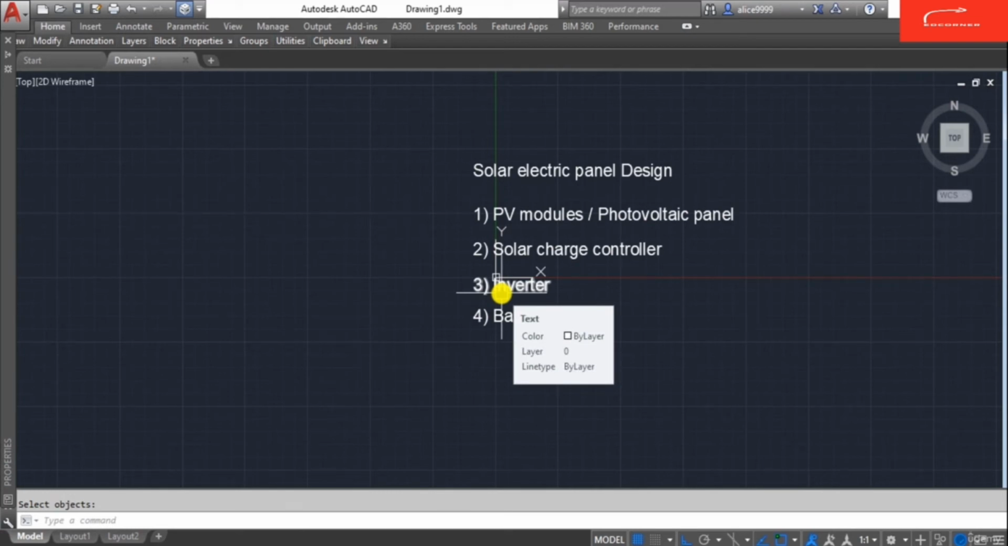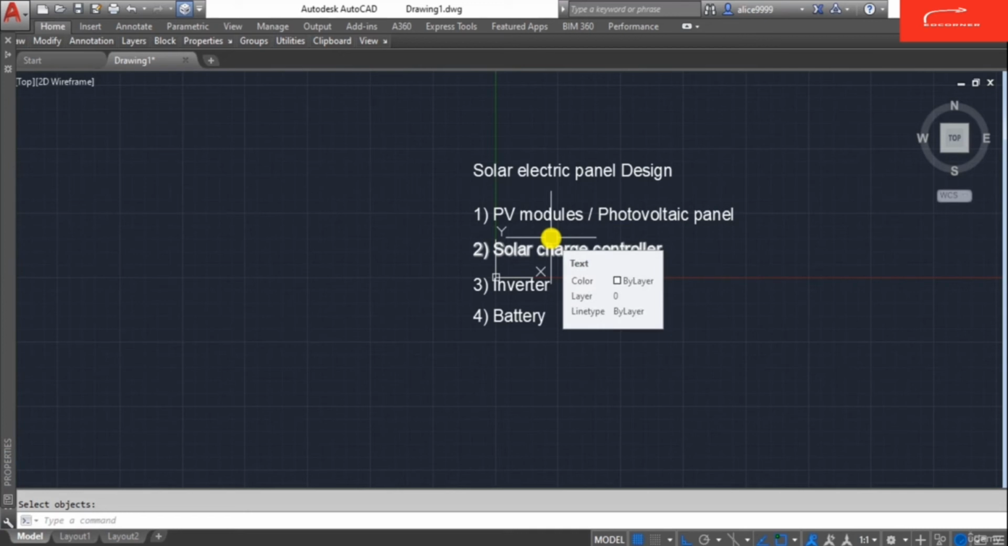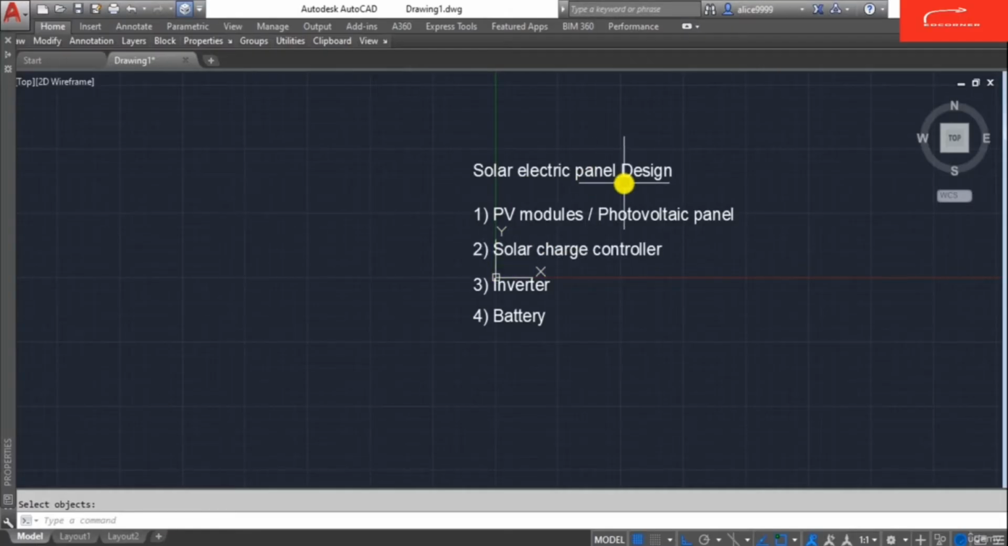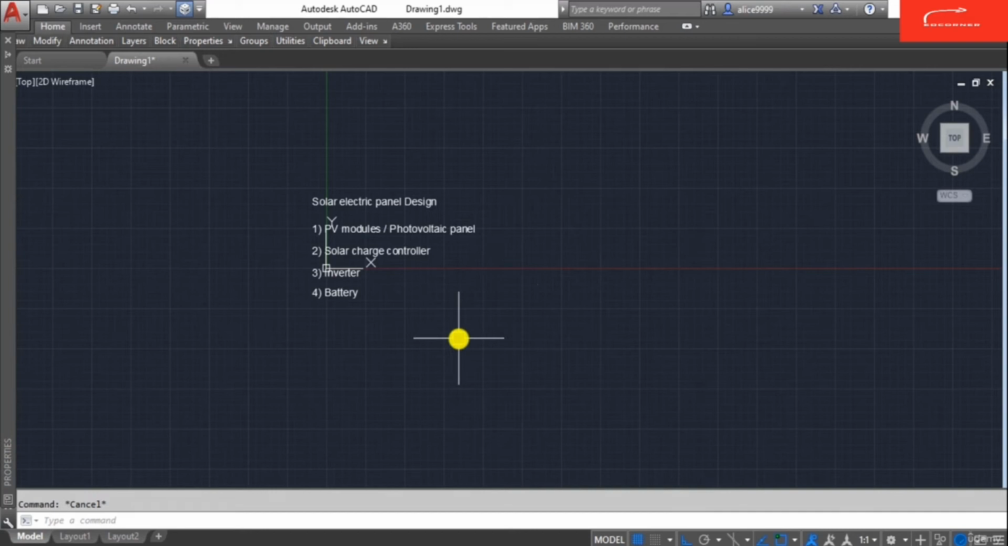Now, we need to determine the power consumption for the entire building. The first step of designing a solar PV system is to find out the total power and energy consumption of all loads that need to be supplied by the solar PV system, so I have calculated this power demand in the Excel sheet. The total demand for the entire building is 18 kilowatts. So I need to design the solar electrical panel which provides 18 kilowatt energy to the entire building. For that, I need to design the solar electric panel.